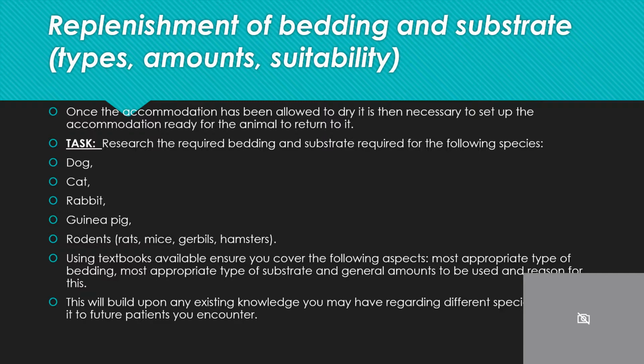what the most appropriate type of bedding is, not just what you may think is appropriate, but what is classed as being appropriate, the most appropriate type of substrate, and consider why animals are in veterinary practice rather than their home environment and how that substrate may differ from normal, and also the general amounts to be used and the reasons for this. And this will help to build upon any existing knowledge that you may have regarding different species and apply it to the future patients that you encounter in your practice.